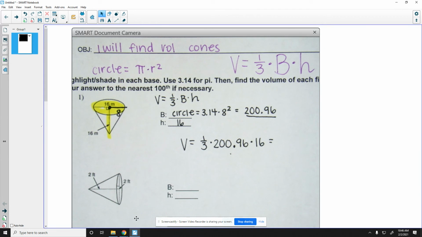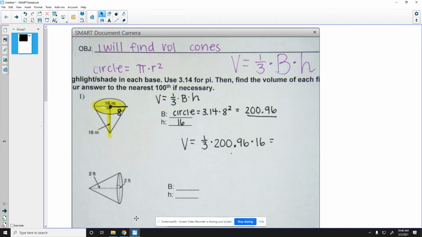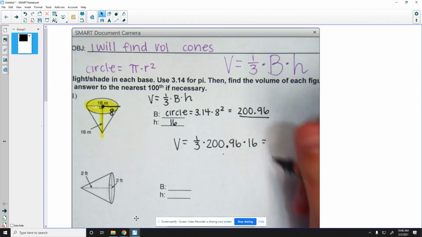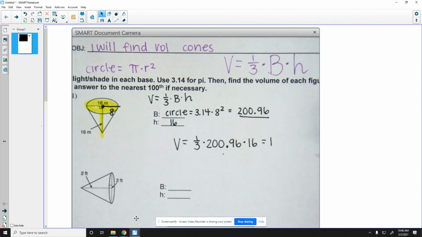Remember, alpha y equals enter. That's how you type in a fraction in your calculator. Alpha y equals enter. You should get something in the thousands.